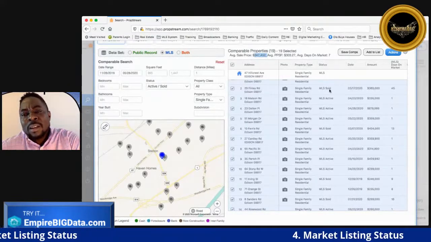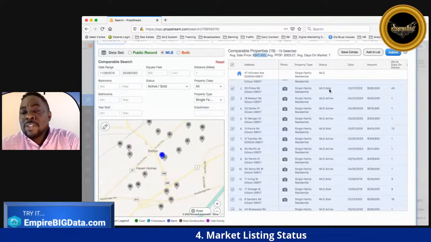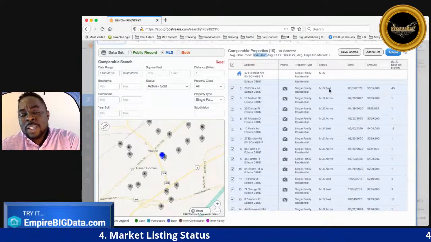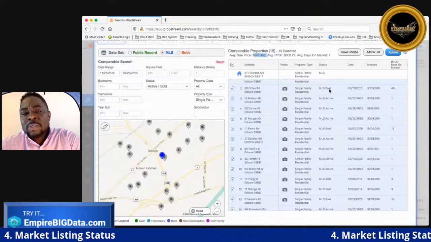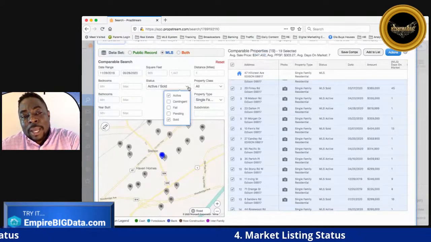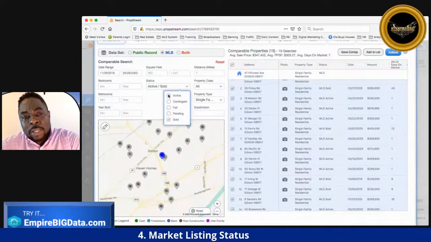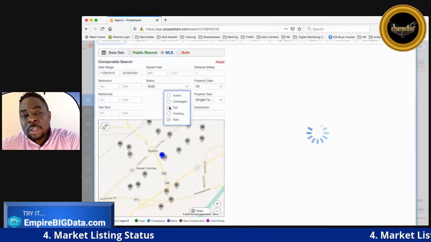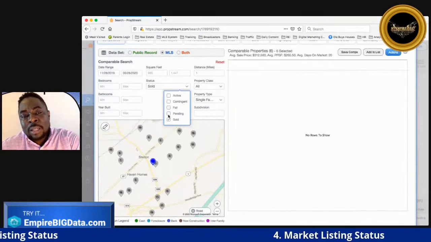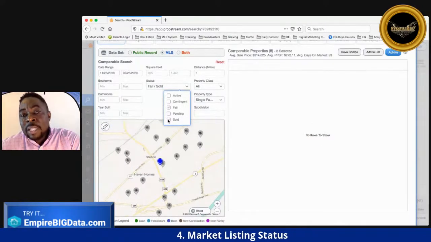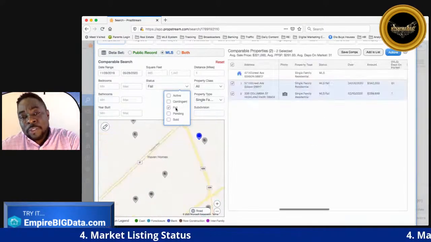But again, the idea here is we are the investor. We don't want to take too much speculative risk too early. So, like I said, only sold. But let's look at something real quick. You may want to see all the properties that failed in listing in that area in the last 6 months. And you just turn on fail, right?